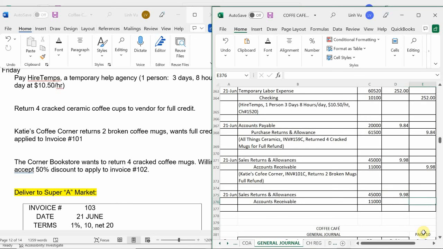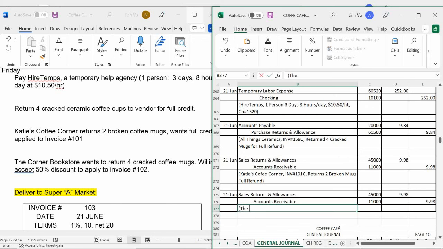Good. In this case, he got a 2 for deal. Each one was half off. So since he's returning 4 of them, essentially it's basically buy 2 for $4.99, and that's what happened here. He just basically got $9.98 back.